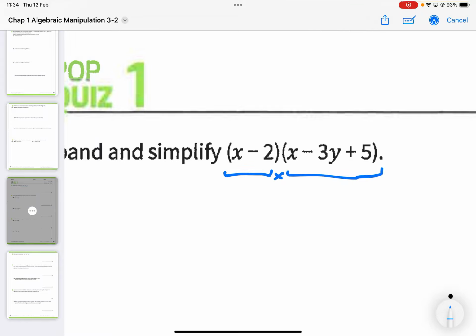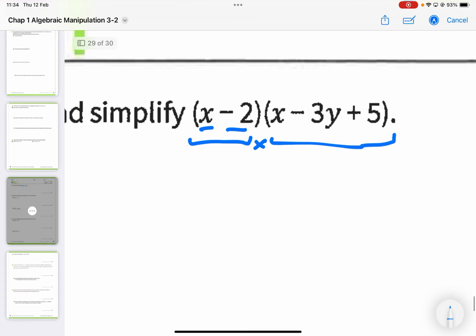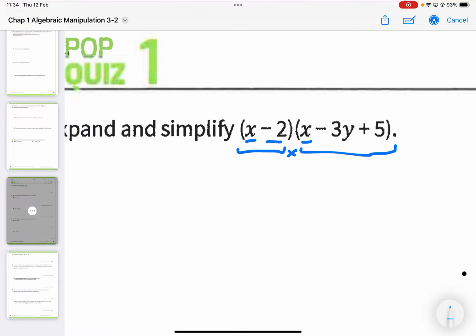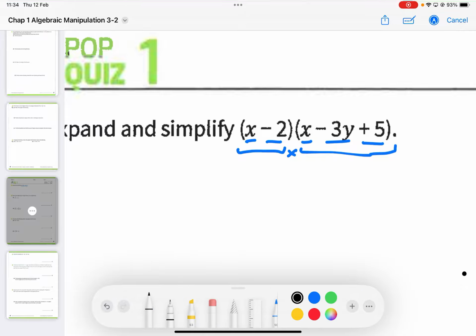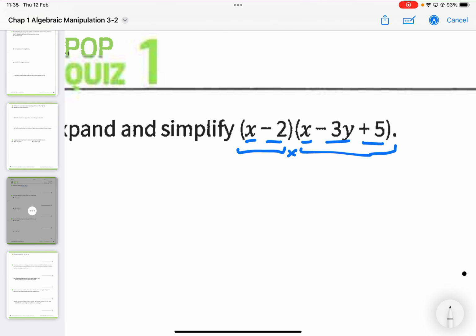The first bracket has 2 terms inside, x and minus 2. The second bracket has 3 terms, x, minus 3y, and plus 5. So when I'm multiplying a bracket and a bracket, I need to multiply everything from the first bracket to everything inside the second bracket. So we go systematically.